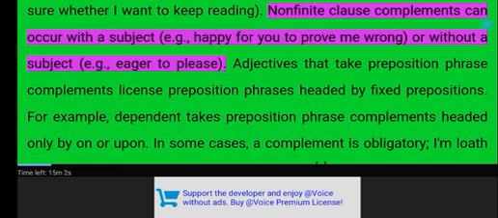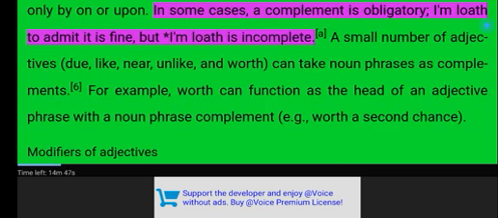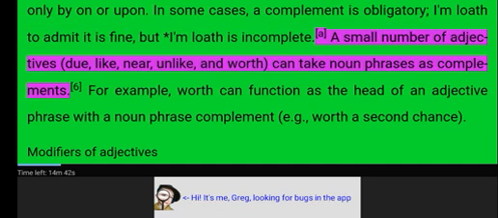Non-finite clause complements can occur with a subject, e.g., happy for you to prove me wrong, or without a subject, e.g., eager to please. Adjectives that take preposition phrase complements license preposition phrases headed by fixed prepositions. For example, dependent takes preposition phrase complements headed only by on or upon. In some cases, a complement is obligatory. I'm loath to admit it is fine, but I'm loath is incomplete. A small number of adjectives, like, near, unlike, and worth, can take noun phrases as complements.